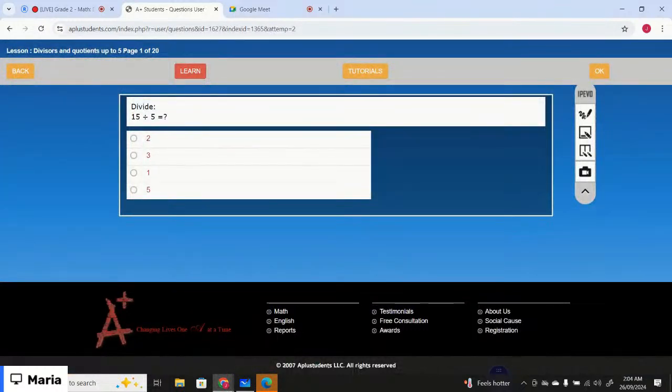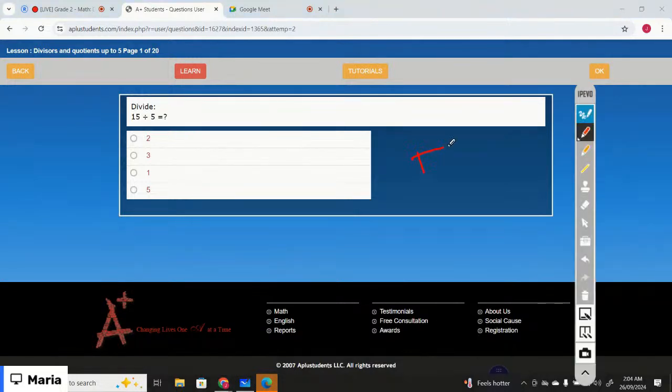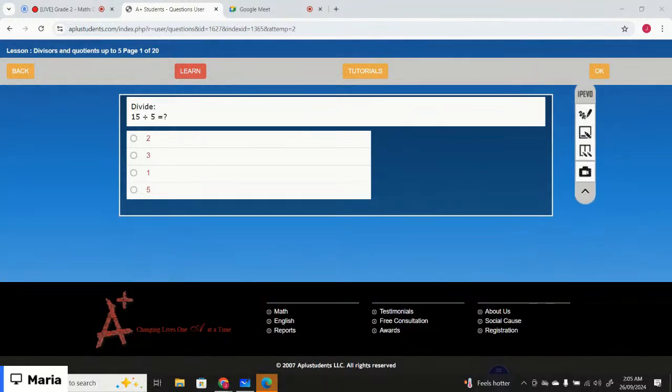15 divided by 5. So which is the correct option? You need to count a table of 5 until 15, right? So 5 times what number is 15? 5 times 3 is 15, right? Here you have 3. So the correct option is 3. That's the second option.